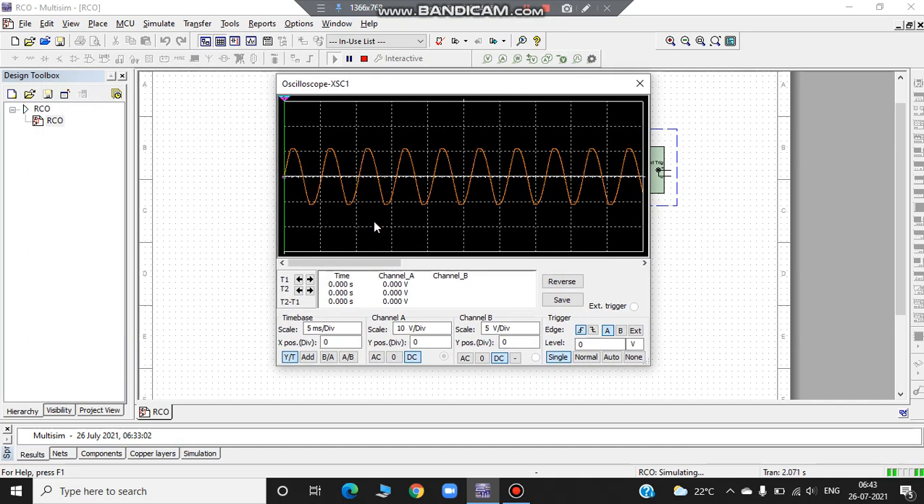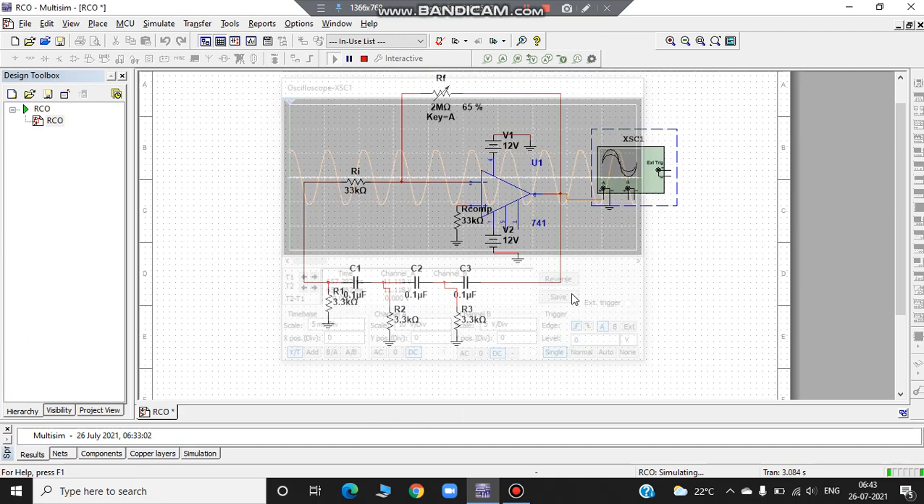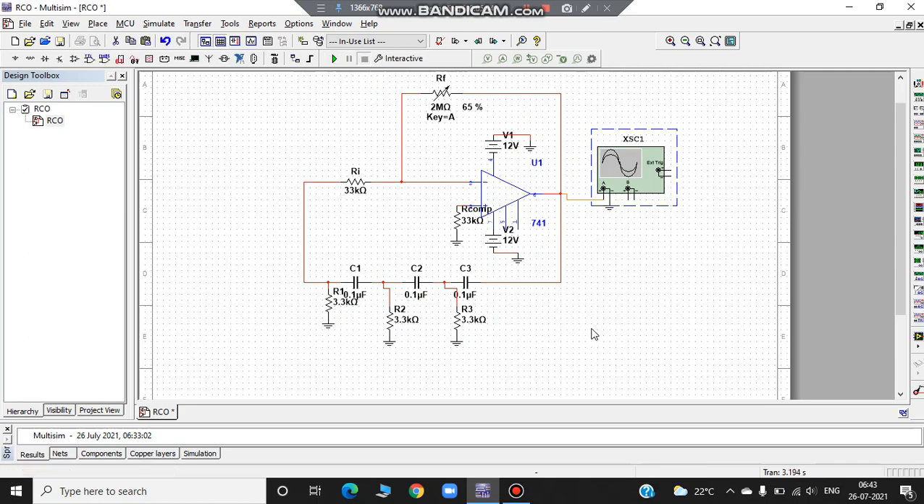So we can measure the output voltage now. Scale is saying that it is 10 volt per division, so per box it is 10 volt. So 10 volt plus 10 volt plus this 0.5 and 0.5 is 1, so 21 volt we are getting. So the output voltage is 21 volt. Now I'll explain the circuit.